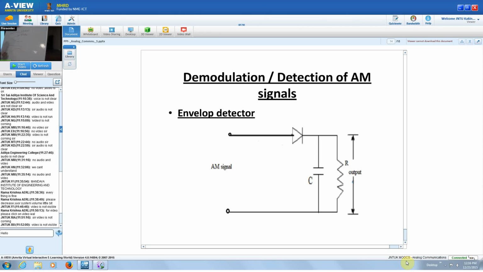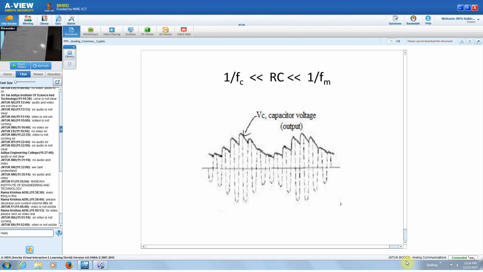So we are having, this is our input signal that we are giving to your envelope detector, right? Next slide. So we are having the AM signal as given to the input of the envelope detector, right?